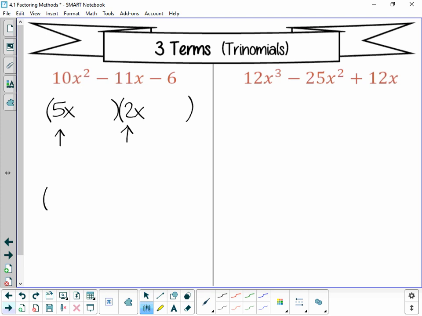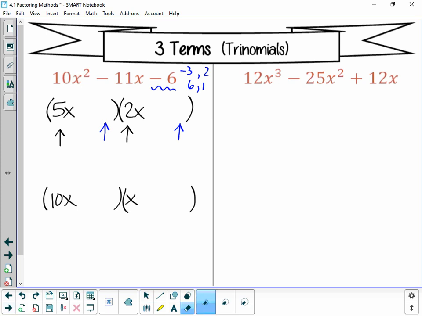Now it's also possible, and we may need to check it in a minute, that it's just a 10x and an x. So if we are not having luck with the 5x and the 2x, we can switch to the 10x and the 1x. But let's try the 5x and the 2x first. Now the ending two terms have to multiply to give us -6. So it's some combination of 3 and 2 or 6 and 1. And we can play with the signs a little bit in a minute to see if we can get the right combination. But it's either going to be a 3 and a 2 or a 6 and a 1.